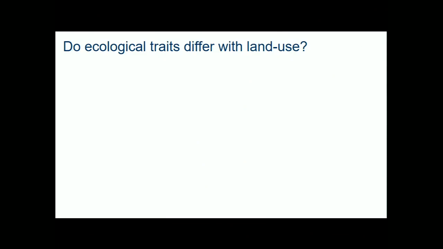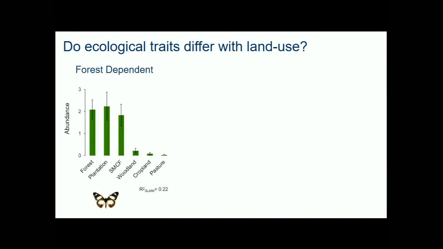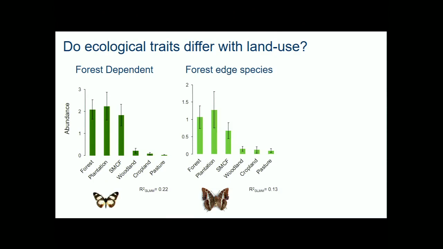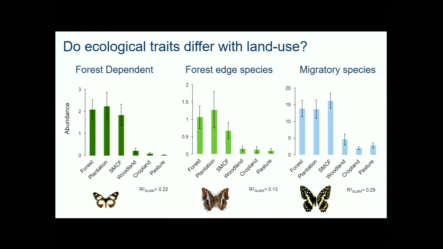Again, we were interested in the ecological traits, how that differed across the landscape, and we categorised them according to ecological habitat categories that had been predefined in the literature. First, we looked at forest-dependent species, so we might be expecting them to drop off in habitats like timber plantations and coffee forests, but actually we found they were occurring at similar abundances in forest, plantations and coffee forests, and it was just in those woodlands, croplands and pastures that they were dropping off. Very similar pattern for the forest edge species, and again for migratory species, so they seem to be more abundant in the forest plantations and coffee forests.